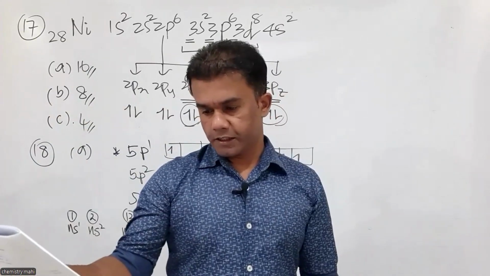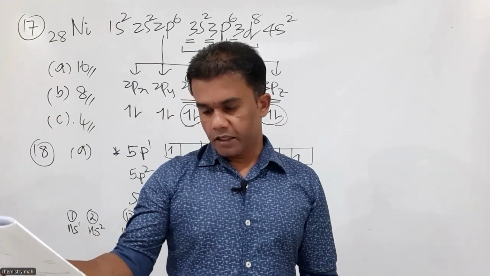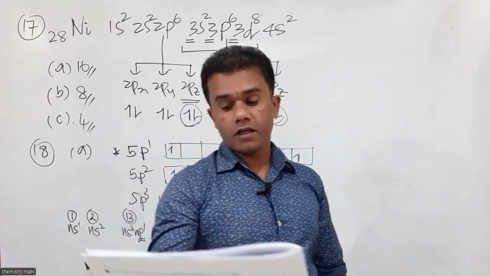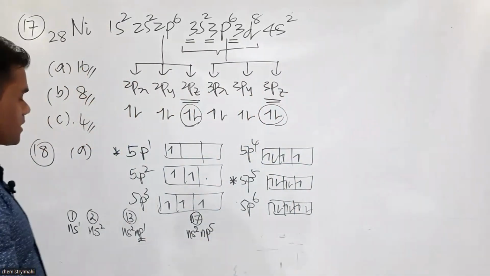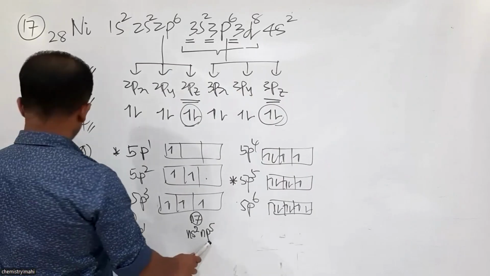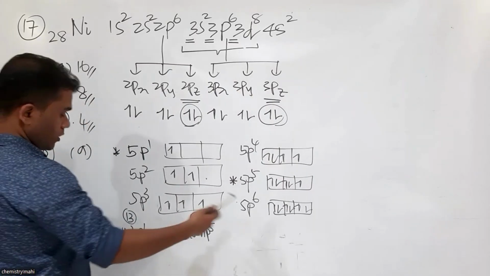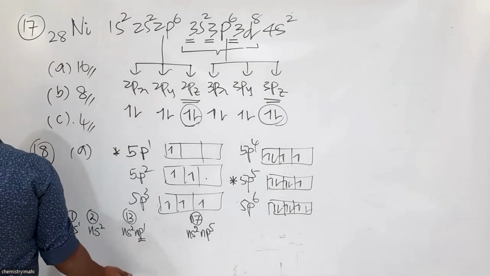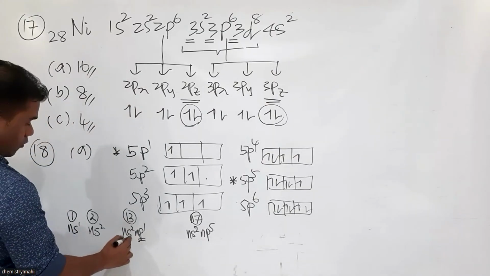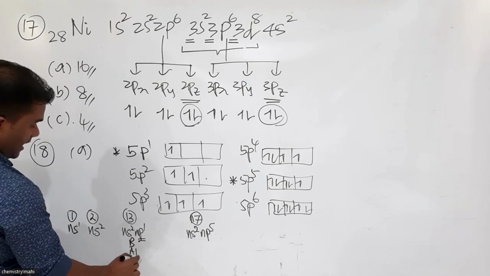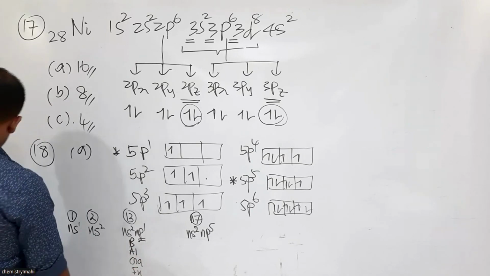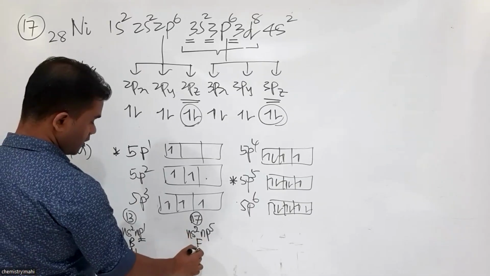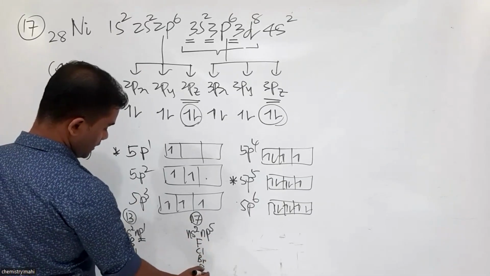But now the thing is this: the element with one unpaired 5p electron that forms a covalent compound with fluorine. Actually, if we go to the possibilities, group 13 elements are boron, aluminium, gallium, indium, like that. In group 17, we have fluorine, chlorine, bromine, iodine, astatine, like that.